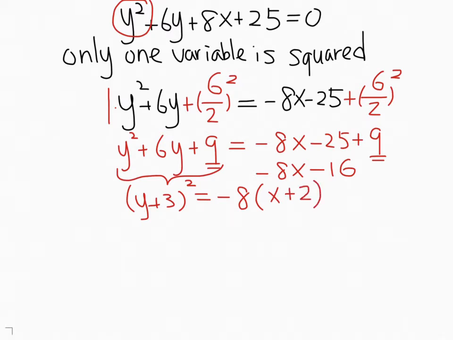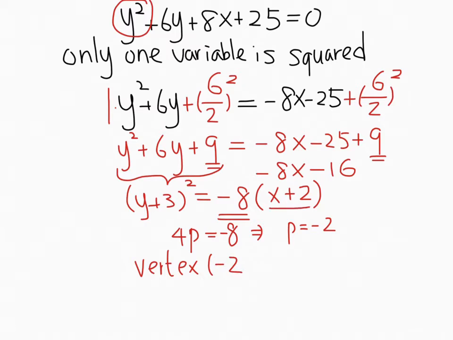From here, can you identify the P, the vertex, and the focus information? Remember the information we discussed. 4P equals negative 8. That makes our P, dividing both sides by 4, equal to negative 2. That means we would have an opening left because this is a y squared. Opening left, P is a negative number, and the vertex is going to be located at negative 2, negative 3.